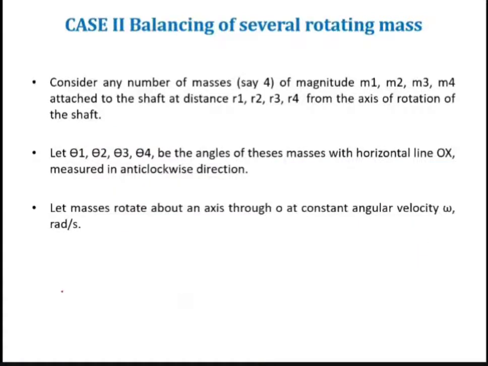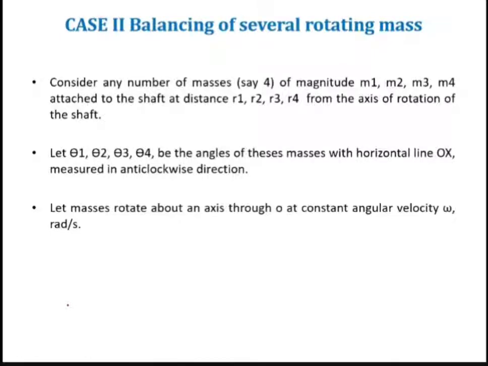Now let us understand that the masses rotate about an axis through O at an angular velocity omega radian per second, and that is constant. So we are assuming that omega radian per second is the constant angular velocity.